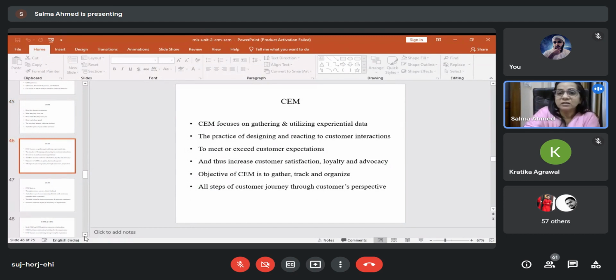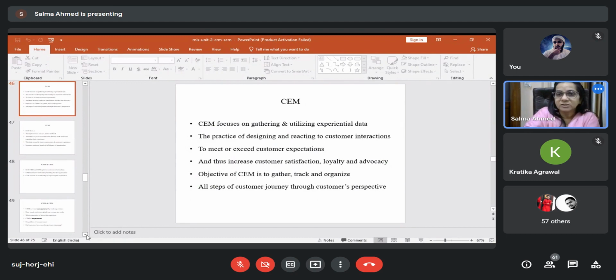Now, CM focuses on gathering and utilizing experiential data. So we take feedback: what experience did we have? We analyze this experiential data. It is the practice of designing and reacting to customer interactions to meet or exceed customer expectations and thus increase customer satisfaction, loyalty, and advocacy. The objective of experience management is to gather, track, and organize all steps of the customer journey from the customer's perspective.